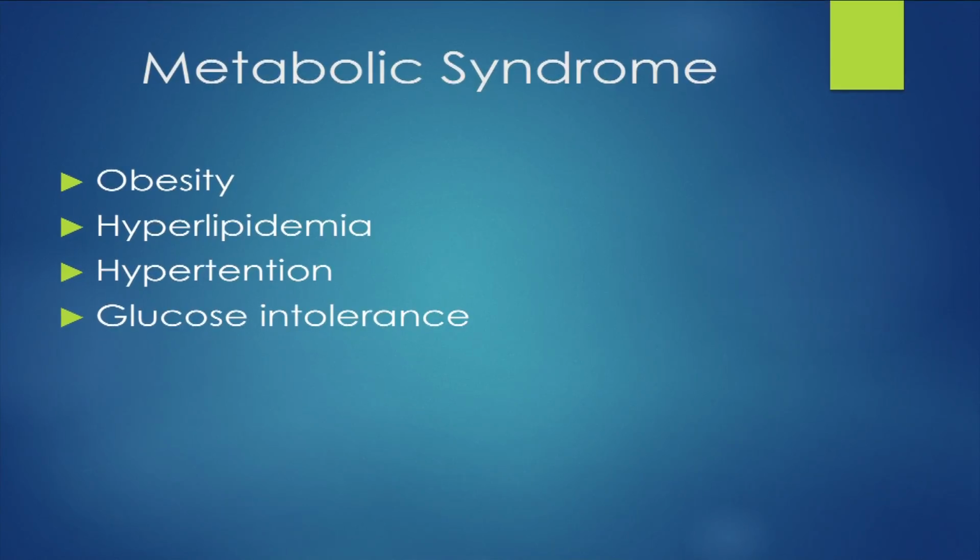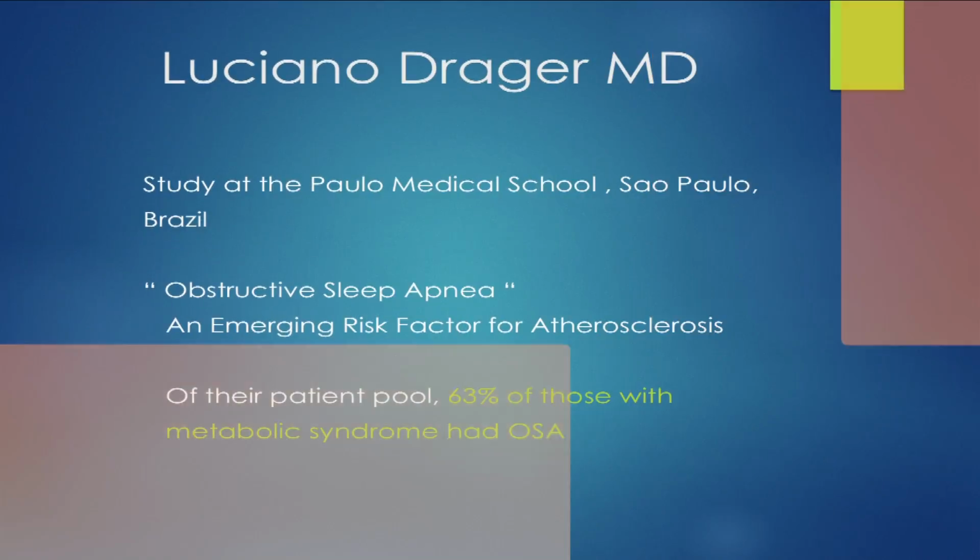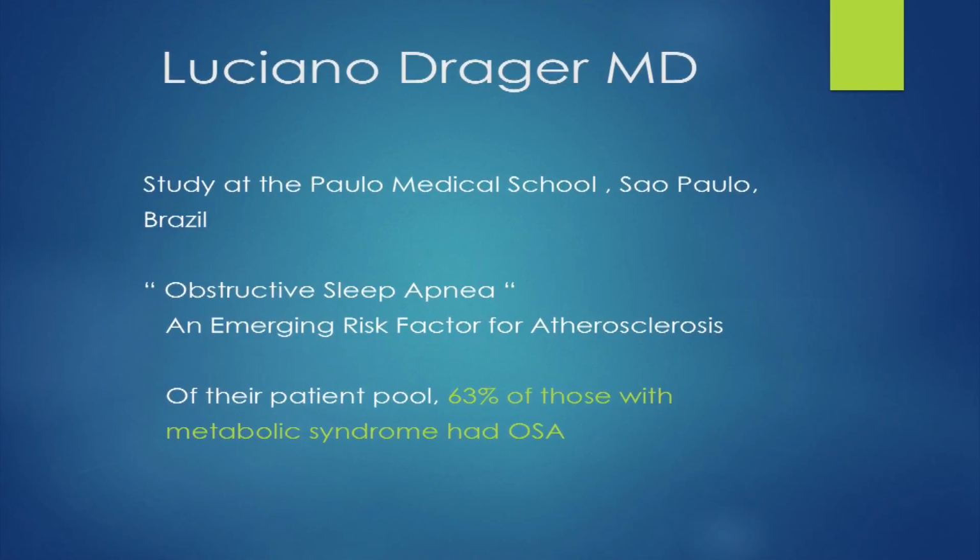Many patients with OSA also have what's known as metabolic syndrome. Metabolic syndrome includes all four of the following: obesity, hyperlipidemia, hypertension, and glucose intolerance. There was a study done in Brazil at the Paulo Medical School. And in that study of their patient pool, 63% of those with metabolic syndrome had obstructive sleep apnea.